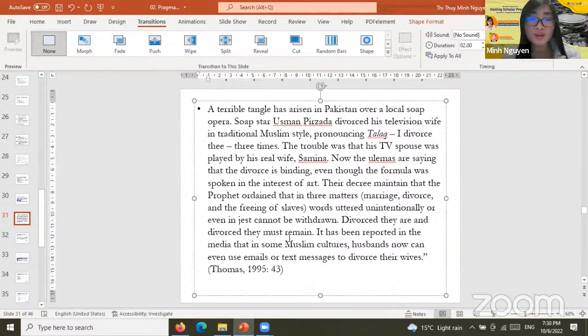It has been reported in the media that in some Muslim culture, husbands now can even use emails or text messages to divorce their wives. So this is from Thomas, 1995, and I don't know how true it is. Maybe you can tell me. Is it true? Or is it not?